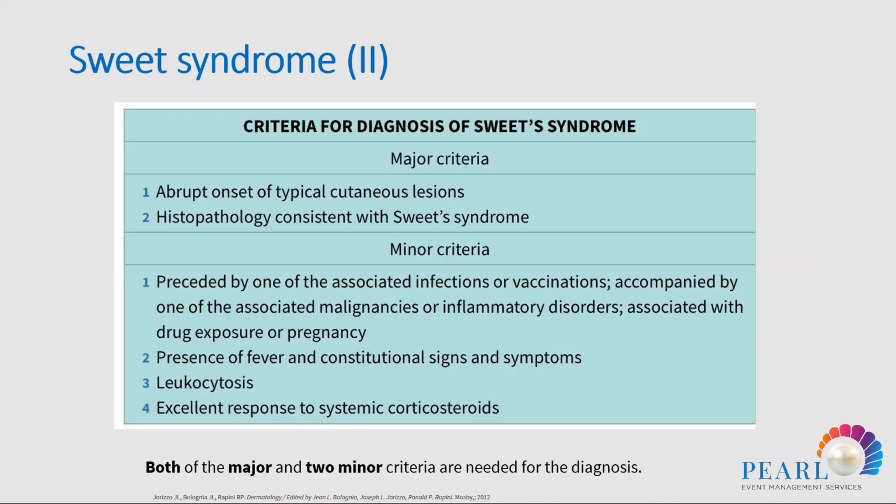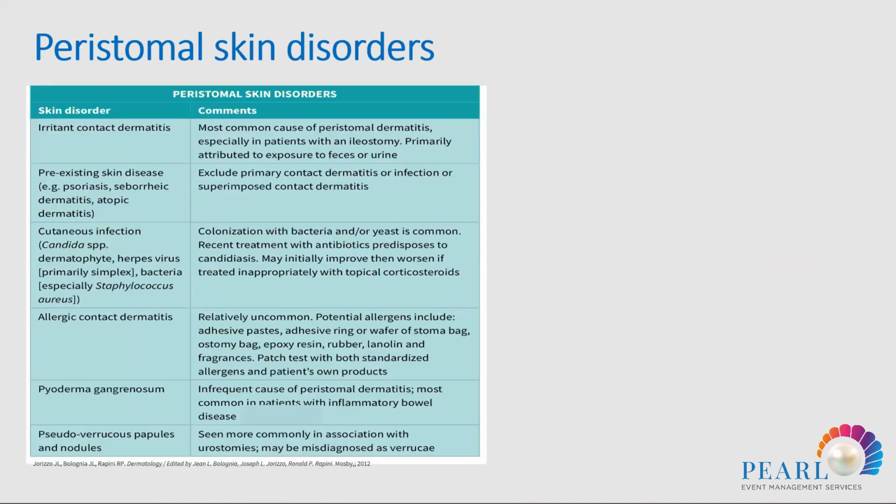Sweet syndrome, again, is another neutrophilic dermatosis. We have the major and the minor criteria. I'm not going to go through this in detail.